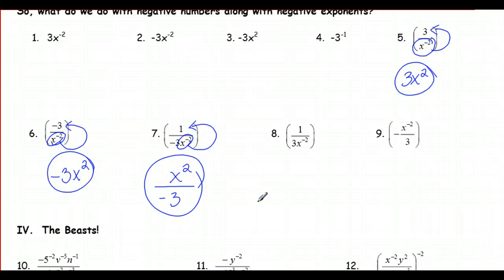All right, same idea here. The only piece here that has the negative exponent is the variable x. So we're going to move it to our numerator, and we're going to get x squared over 3.